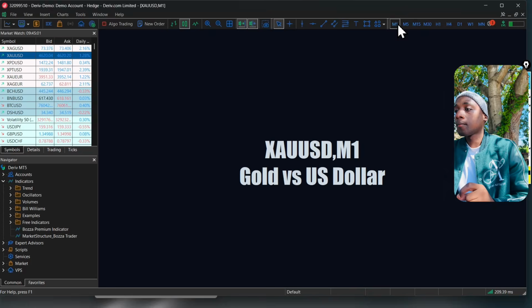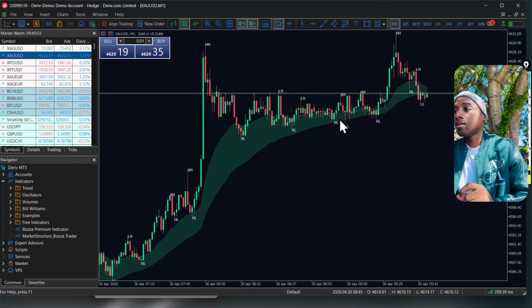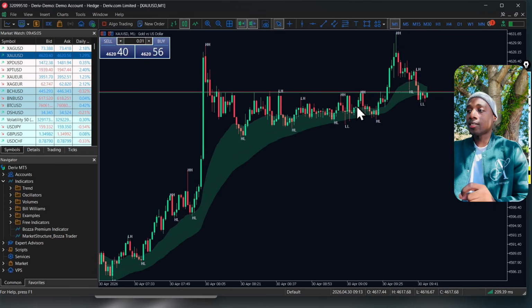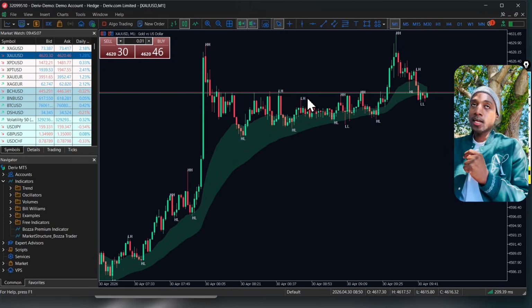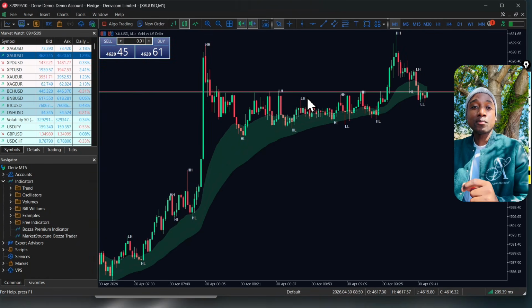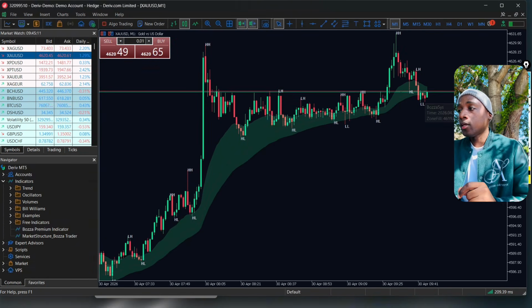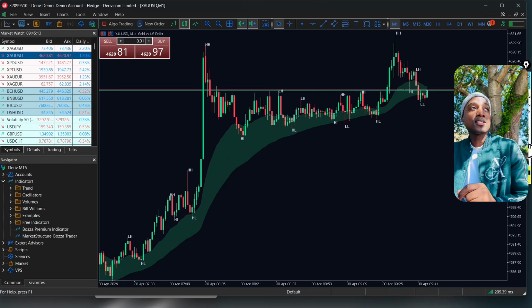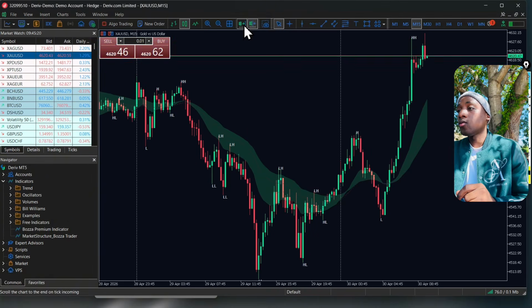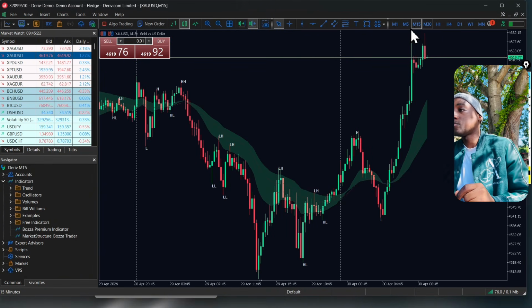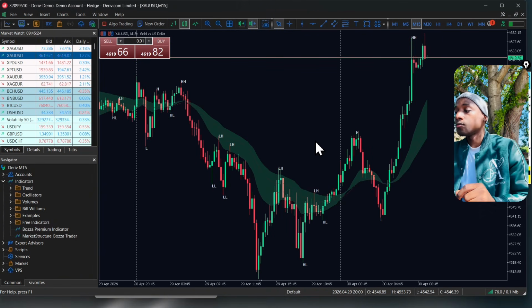On M1, do we have any sell entry? Not yet. We will wait until we get the sell entry. It's that simple. Once we get the sell entry, we get in and we take the trade. Now, let's go to M15 again and look.